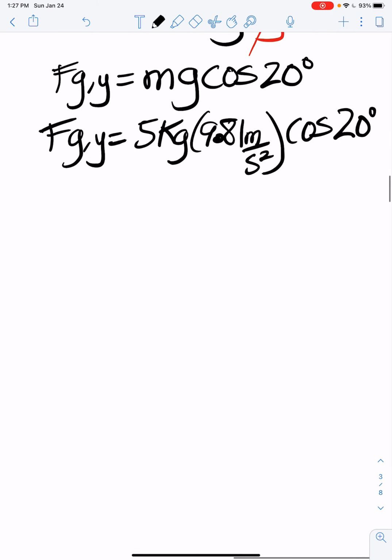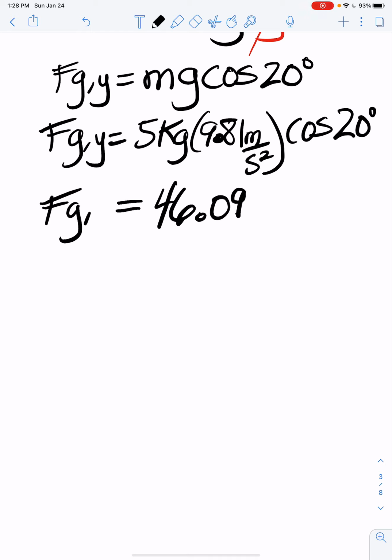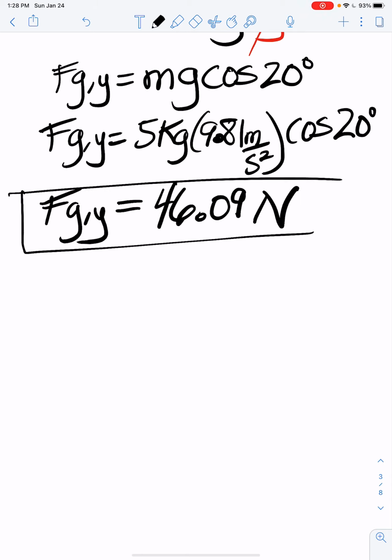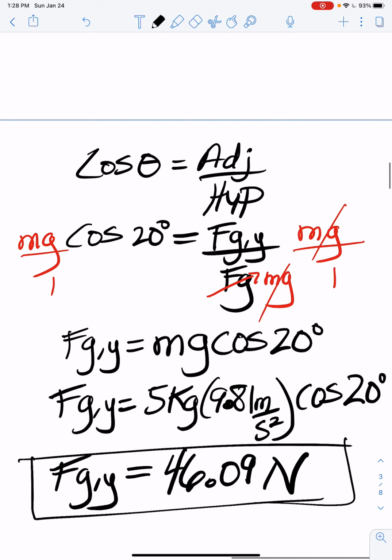All right, so let's go ahead and plug this in. I'm getting about 46.09, which is close to the hypotenuse of 49.05. We knew this was going to be the case because cosine does well with small angles like 20 degrees. Units here are newtons. This can then get subbed back into our equation, 46.09.